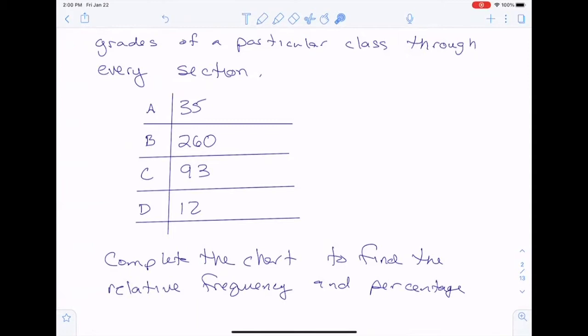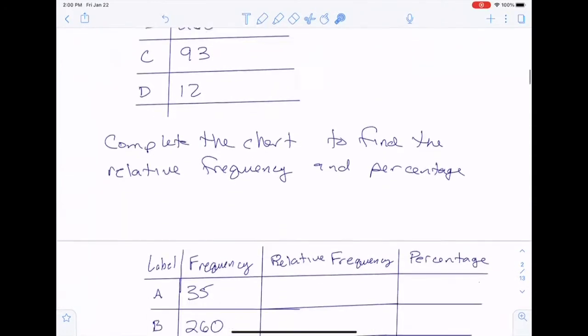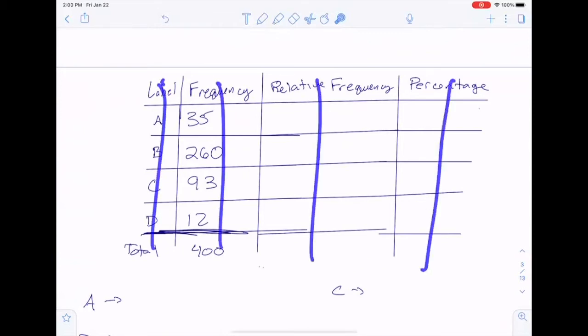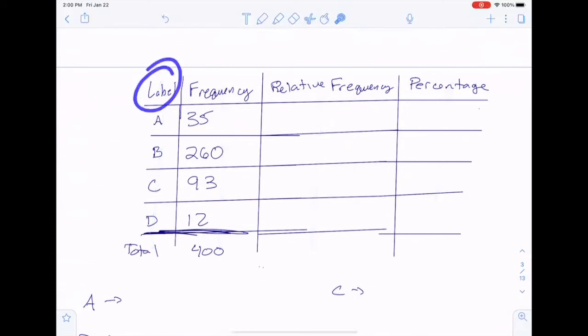So what we can do is we can have kind of a chart built, and what we'll do is we'll talk about the frequency. So I kind of think about building a chart this way, where the columns are the different things we want to know. So the first column is going to be my label, kind of the A, B, C, or D. The second column here is going to be my frequency. This is kind of what we get directly from that data set. And if we add, there's 400 students in this sample. The third column is our relative frequency, and then our percentage.